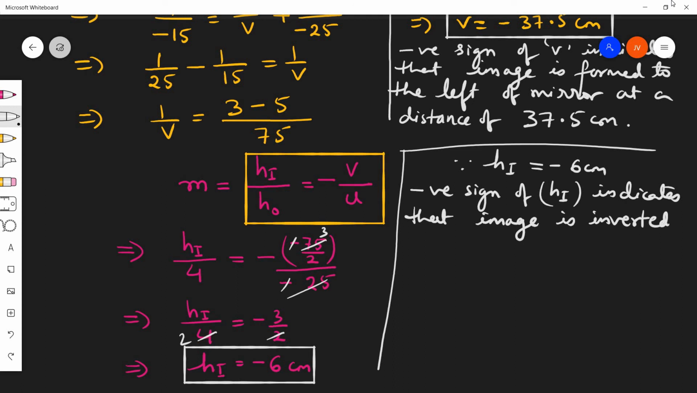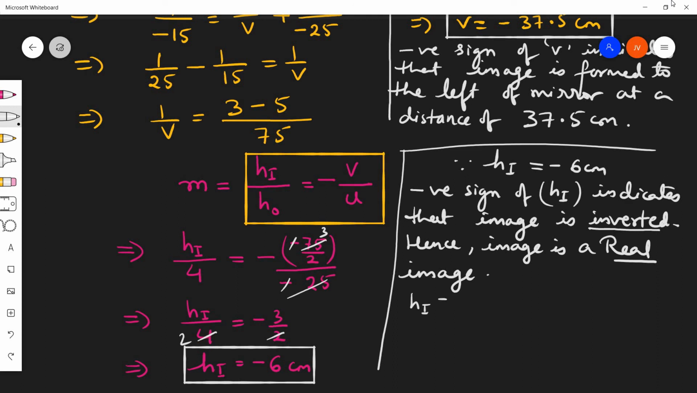And if the image is inverted, it must be real. So hence, the image is a real image. So the nature of the image is real and inverted. Real and inverted.